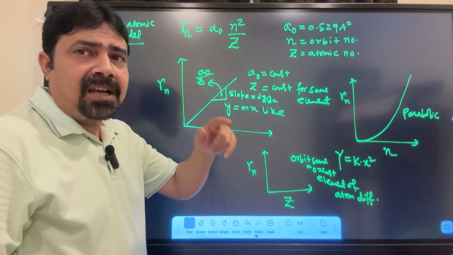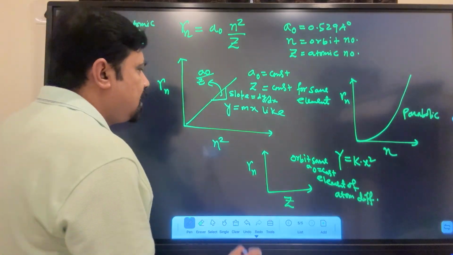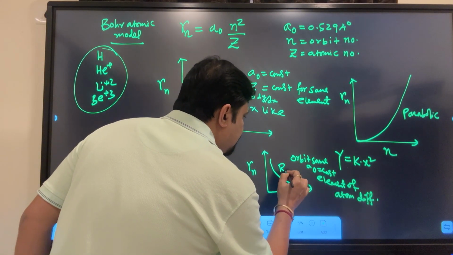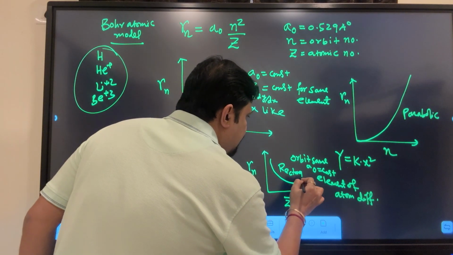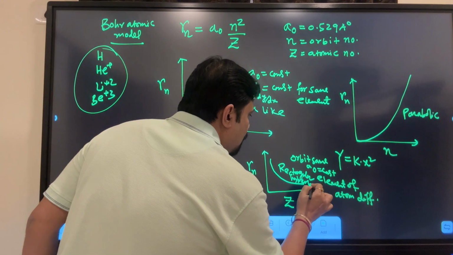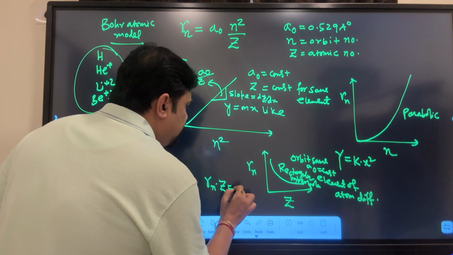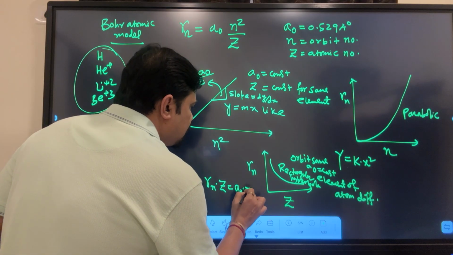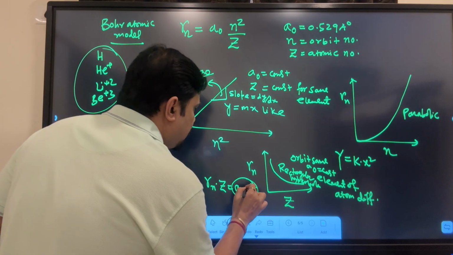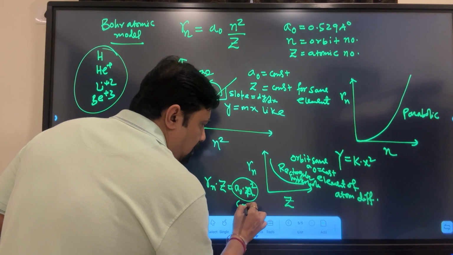Like P is inversely proportional to V, PV equals constant, a rectangular hyperbola. Then the nature of this plot will be a rectangular hyperbola. Why? Because Rn into Z will be equal to a naught into n square. That means this part is a naught into n square.